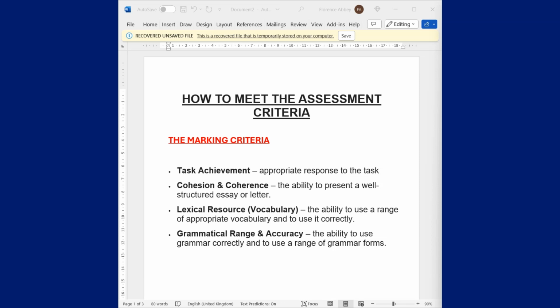So we stated that task achievement is that you are able to appropriately respond to the task that has been given to you. Coherence and cohesion is how well you're able to present or structure your essay or letter, and lexical resource is about the vocabulary that you use. And finally, we said the grammatical range and accuracy is about your ability to use correct grammar, to use it in a very good way, and have a wide range of grammar forms when it comes to writing your letter. So let's look at it one after the other.